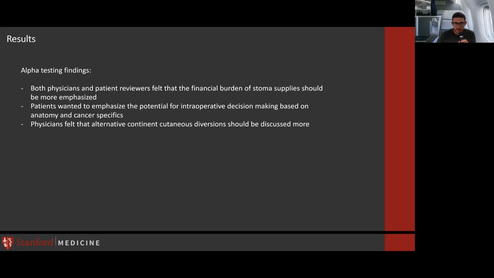And then physicians specifically felt that in the first version, there was not adequate discussion of alternatives, alternative continent cutaneous diversions, pouches, et cetera.